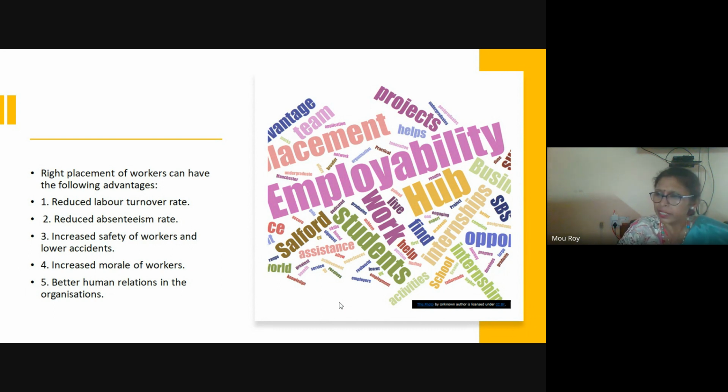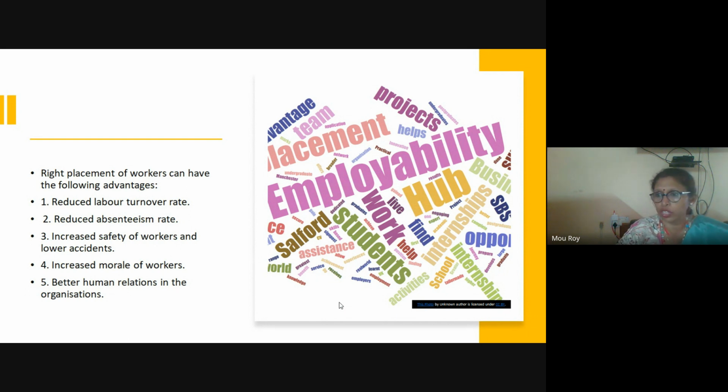Sometimes the interns or employees have a lot of absenteeism, so you have to reduce the absenteeism rate and increase the safety of workers. Safety and security of workers is of utmost importance. So increase safety of workers and lower accidents, especially in the hospitality and hotel industry, because we have a kitchen food production department where you have to prepare food on ovens, tandoors, and on the fire. So safety and security is of utmost importance, and increasing safety of workers is very necessary so that it lowers accidents.